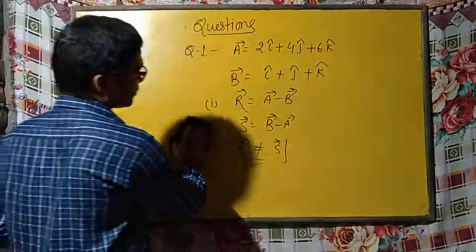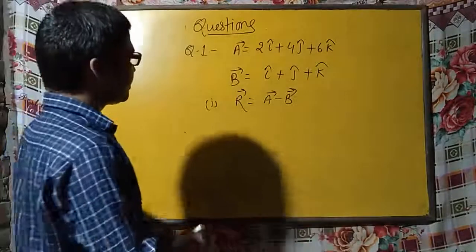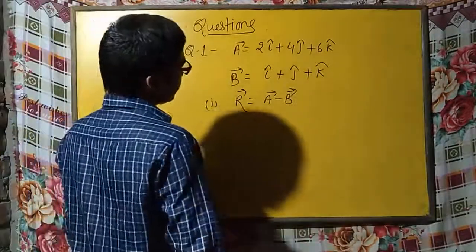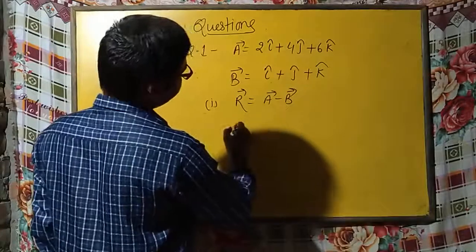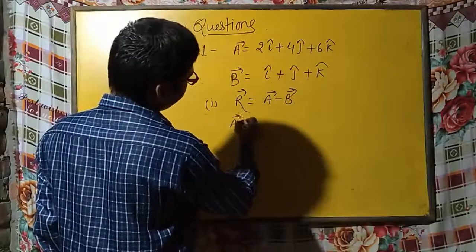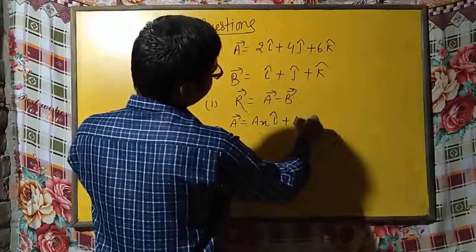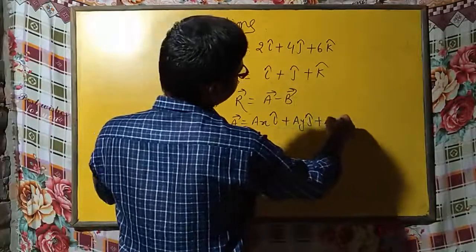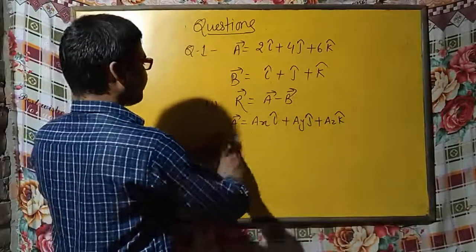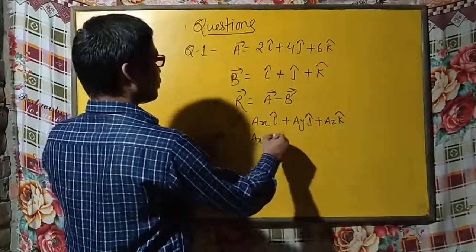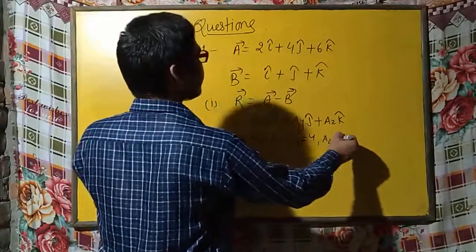So let's see the first one, that is r is equal to a minus b. You can write the equations or compare here, since you know a in the form axi plus ayj plus azk. So here ax is given as 2, ay is equal to 4, and az is equal to 6.